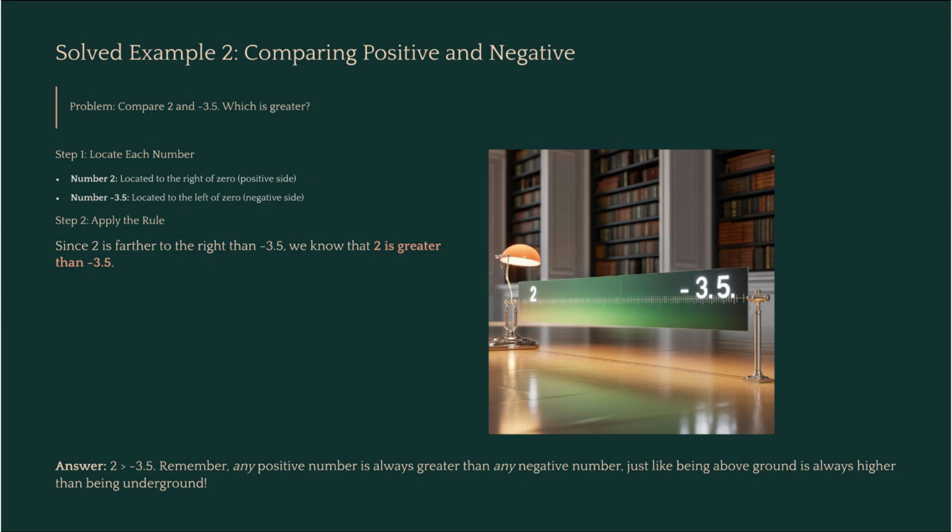Since 2 is a positive number, it is to the right of 0. -3.5 is a negative number, so it is to the left of 0. Therefore, 2 is greater than -3.5. A positive number is always greater than any negative number.